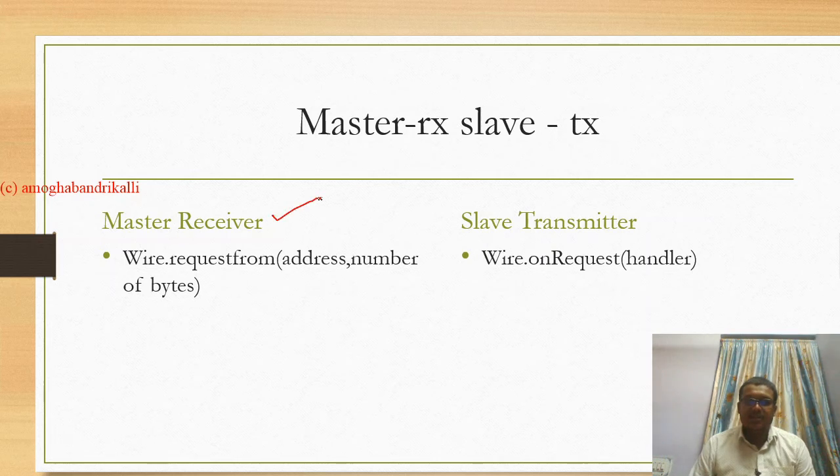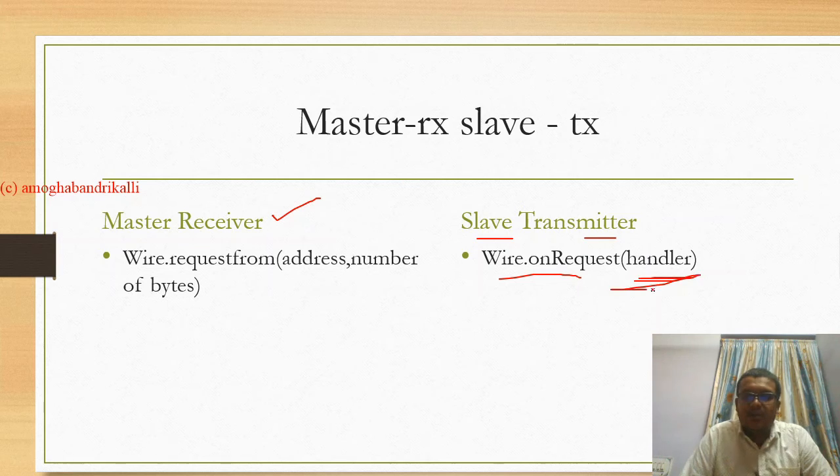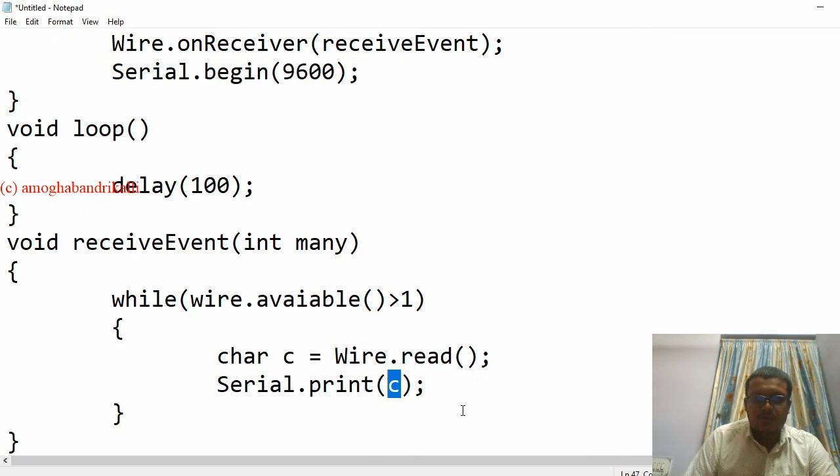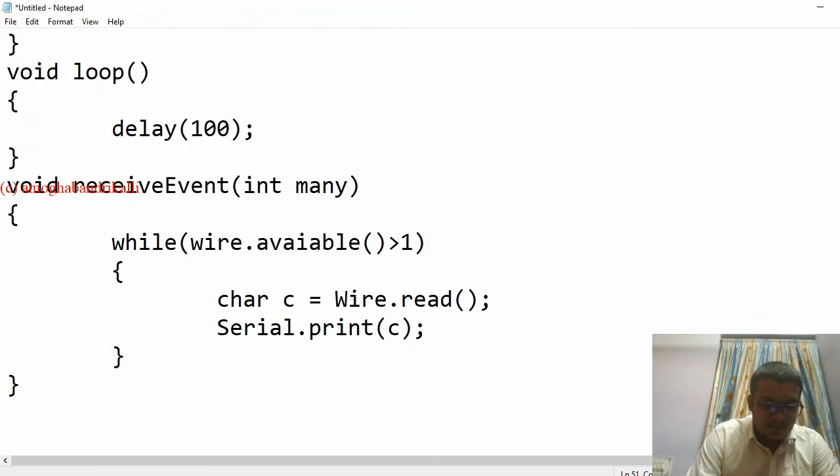So that is the version programmed to receive the data from a slave, whereas the slave will be acting as a transmitter. Here the master will be requesting from an address and how many bytes are requested from the slave. On request, it is going to call the handler. Handler means a subprogram. We can see the same version of the code we have just seen, but with a slight difference.